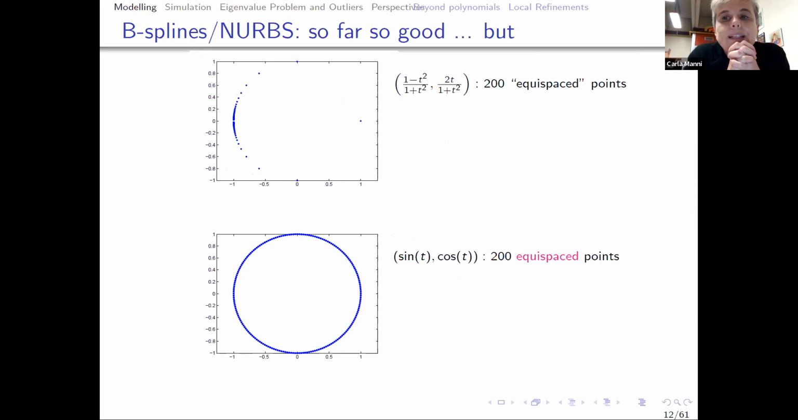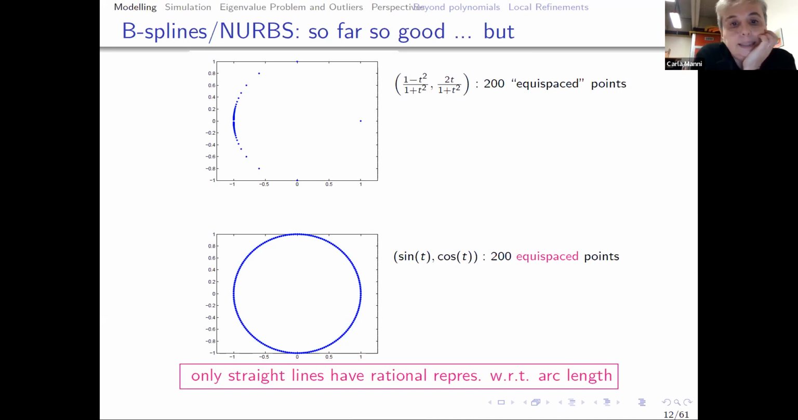I would stress that in practical applications, in mechanical engineering, and in CAM applications, meaning computer-aided manufacturing, being able to represent conic sections exactly is crucial.